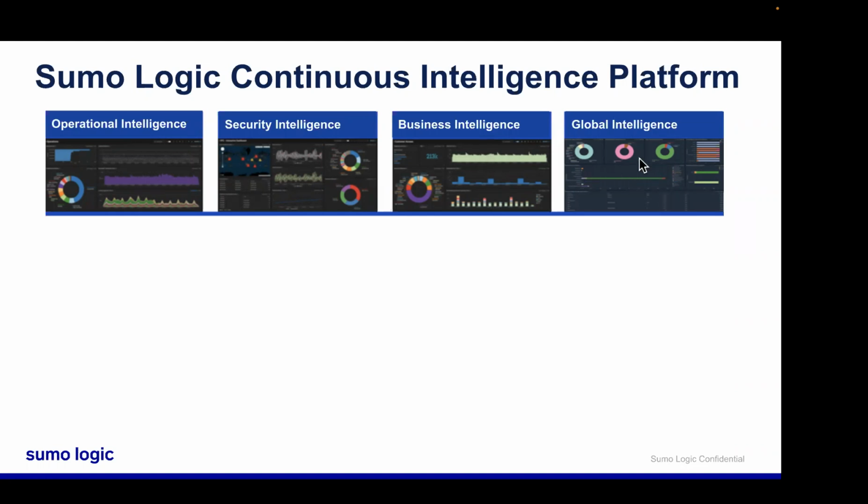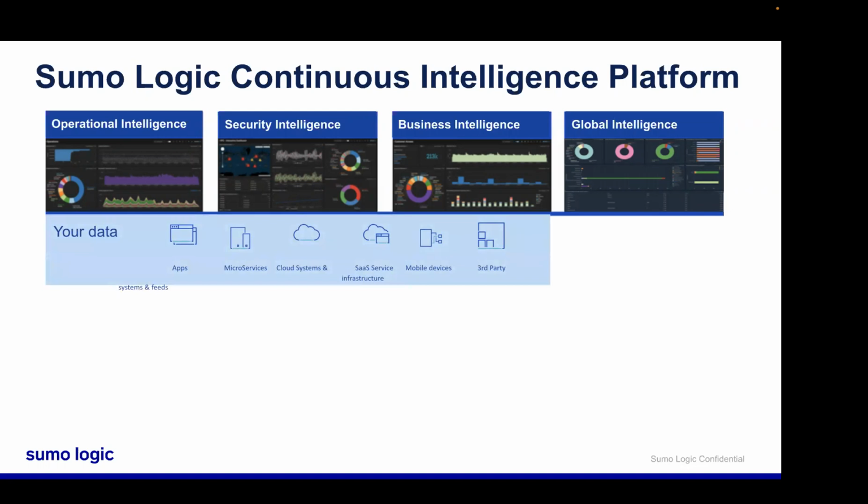And then finally, from a global intelligence perspective, you can compare your data, observing your data worldwide, comparing it to other companies as well, from a global perspective, okay? So again, these are 4 types of dashboards that you can create in the continuous intelligence platform. These are examples, okay?